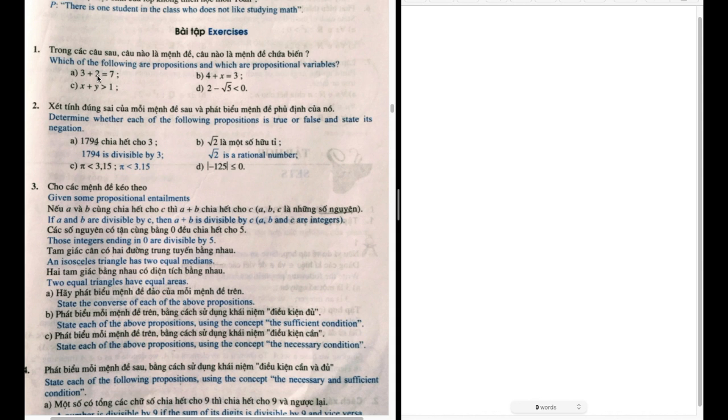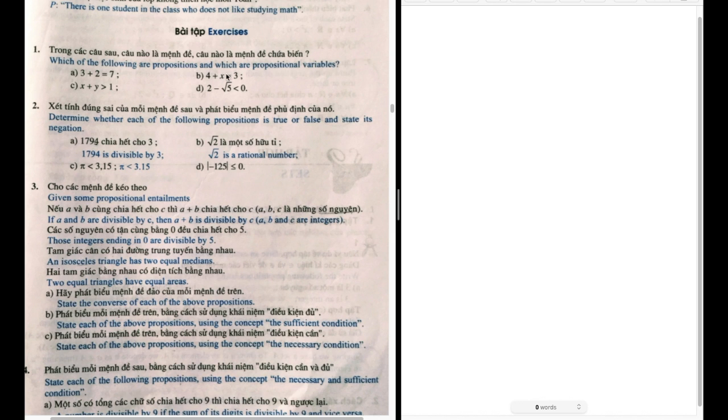Problem A, 3 plus 2 equals 7, and problem D, 2 minus square root of 5 is less than 0. They are propositions. However, in problem B, these propositions contain variable x, so x is a propositional variable.